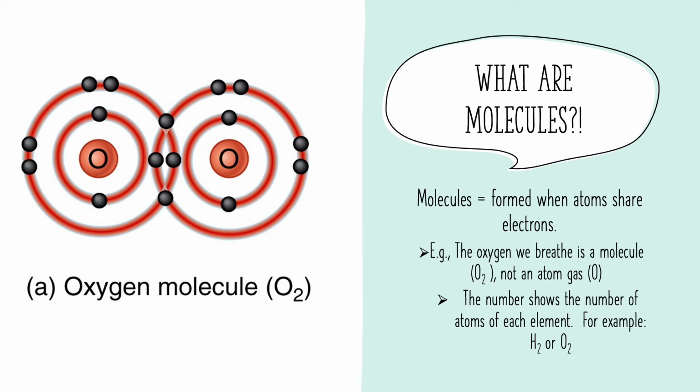Another clue about molecules is that they have to be the same. So oxygen and oxygen, or hydrogen and hydrogen, or carbon and carbon. All right. So in order for us to call that a molecule, they have to be of the same element. The number that we're seeing here, for example, 2 in oxygen, this is the number of atoms of each element. So for example, we're going to have H2 or O2.